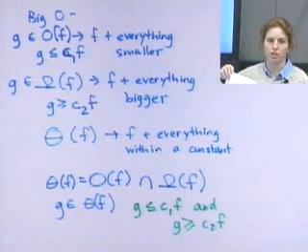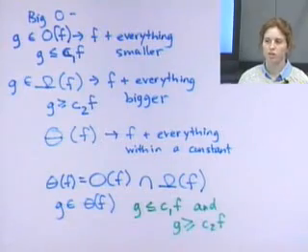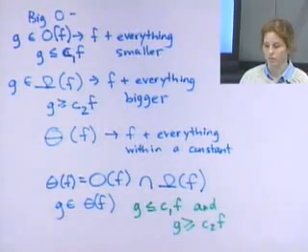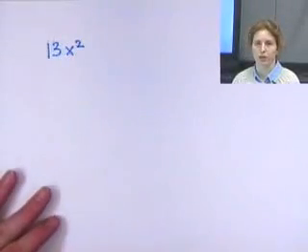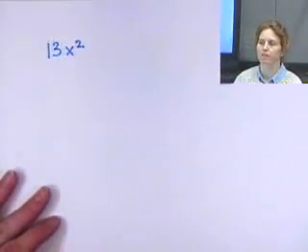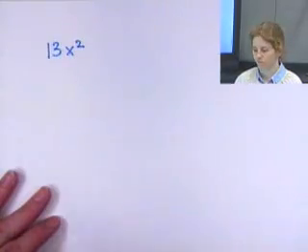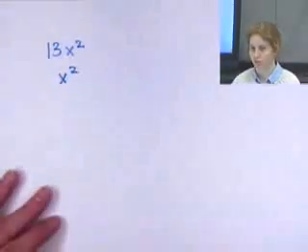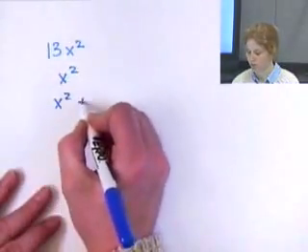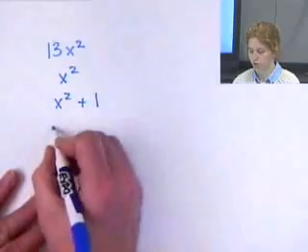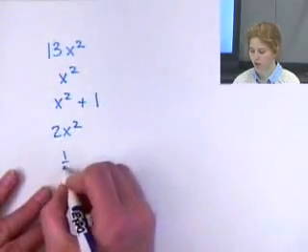So I'm going to give you a function, and I want you to give me some things that have the same big theta as that. So 13x squared. Give me some things that grow at the same rate. X squared. X squared. What else? X squared plus 1. 2x squared. 1/2 x squared.